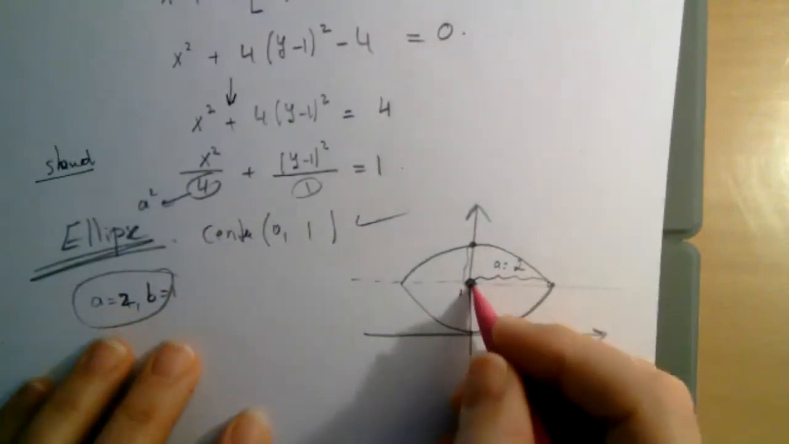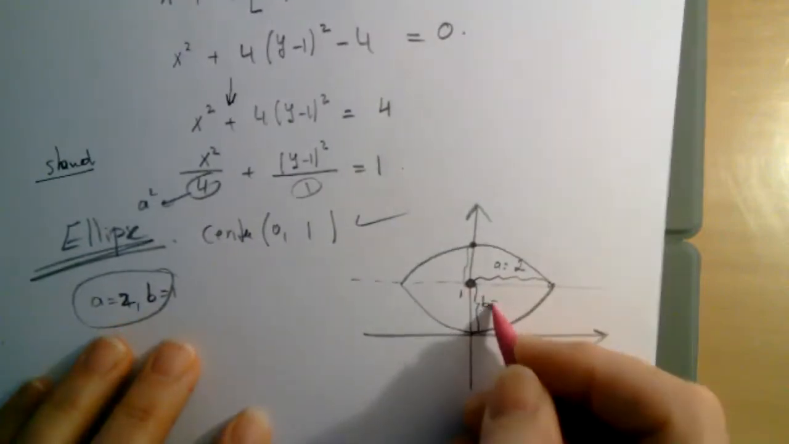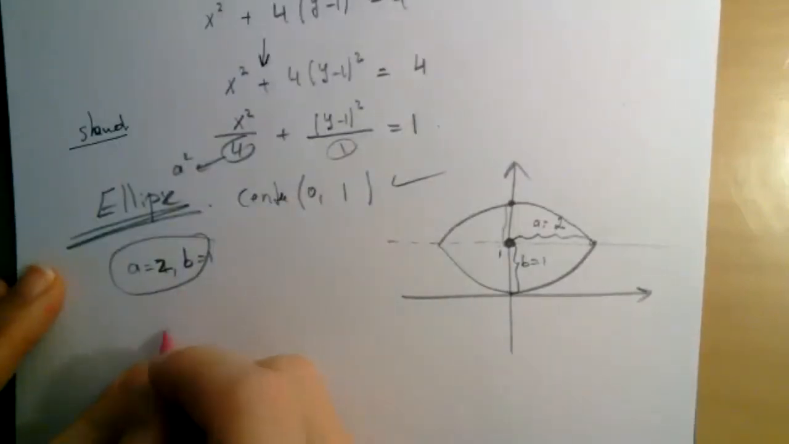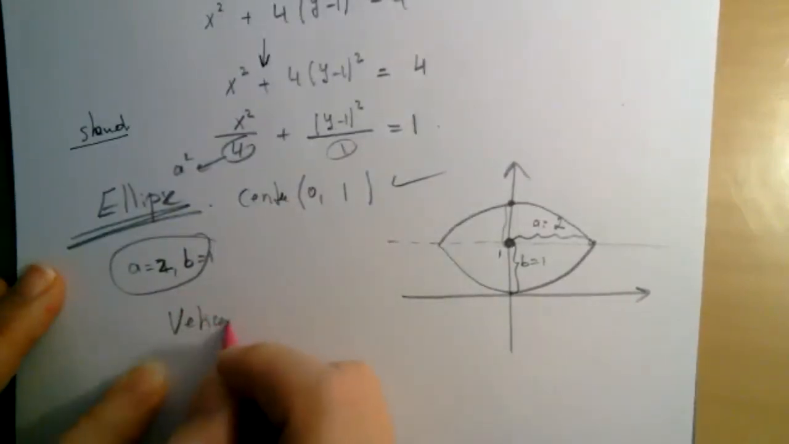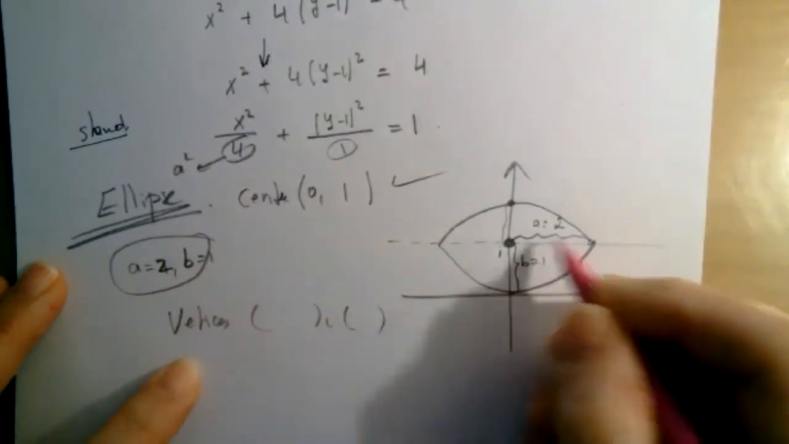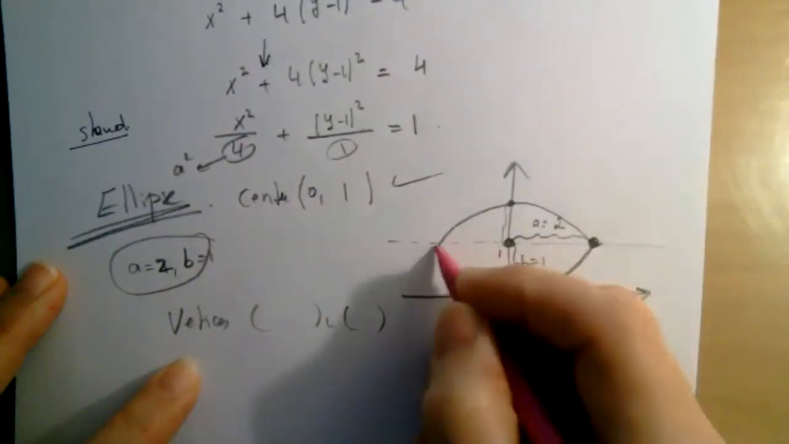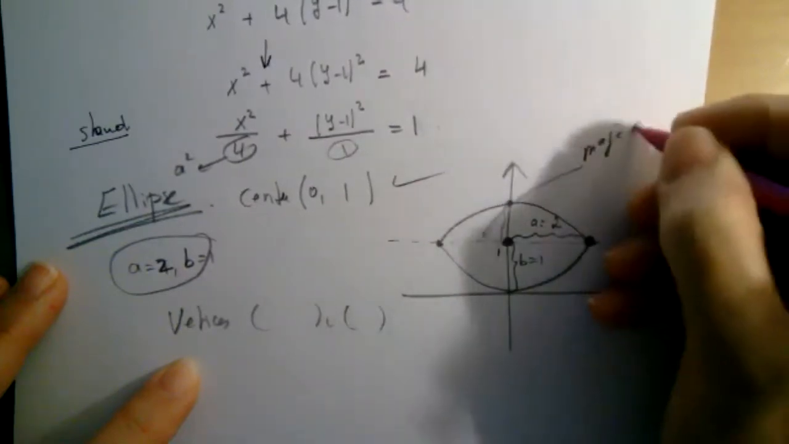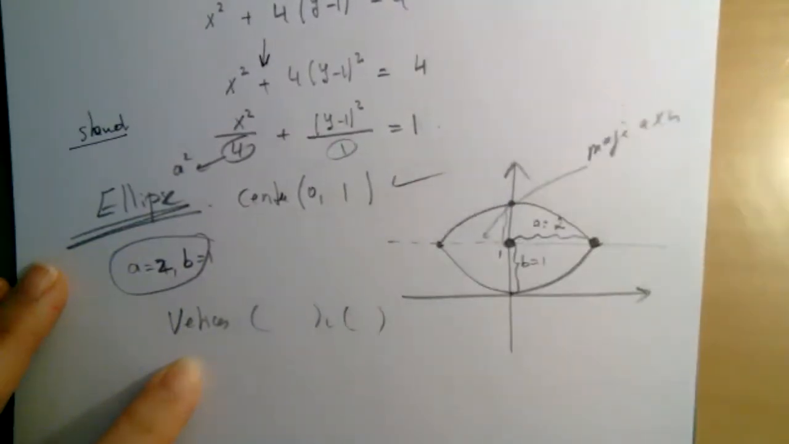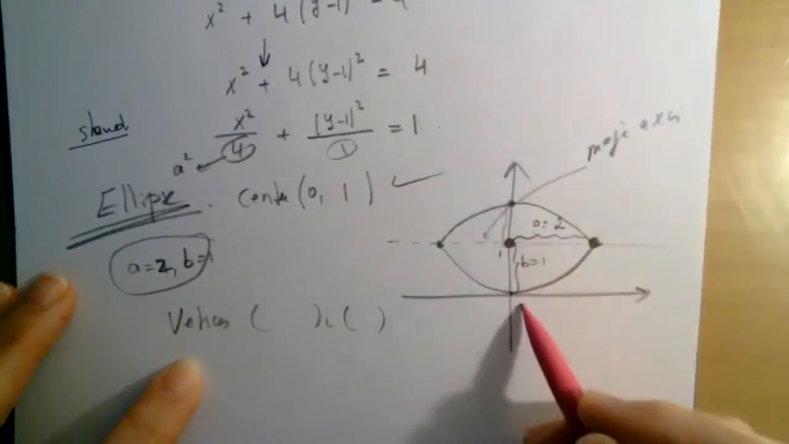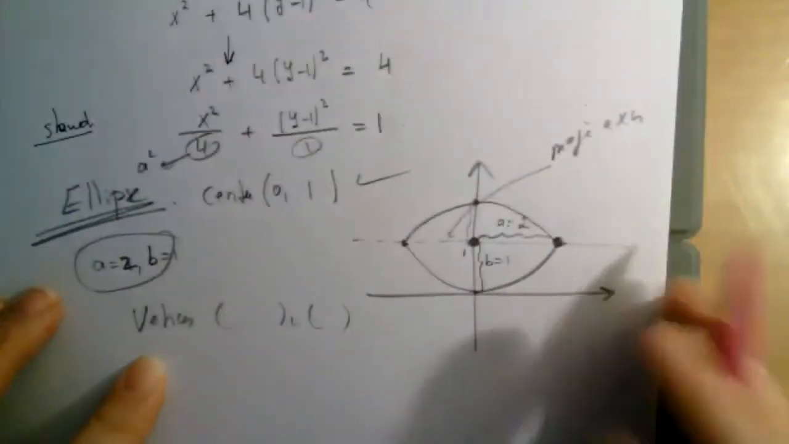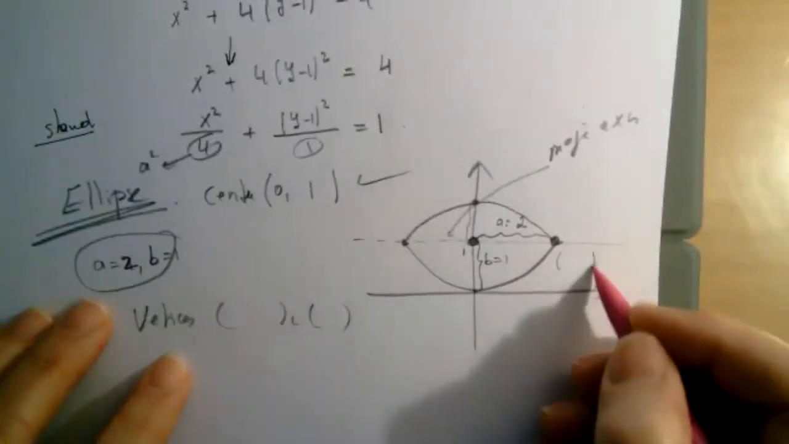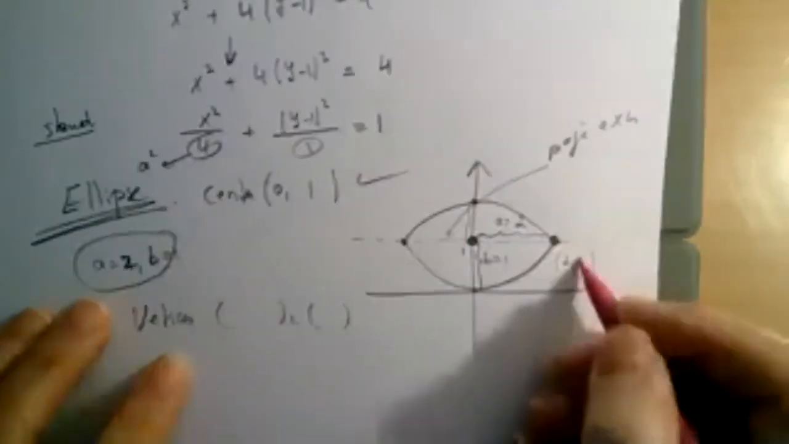So this is the b, which is 1, and this is the a. So the foci are easy now. The vertices are just, we look at them. If this is 2, these are the vertices. And this axis is what we call the major axis. And the one perpendicular to it, sometimes we call it the minor axis. So the vertices are easy. So we have the vertex right here. It's a 2 and a 1.